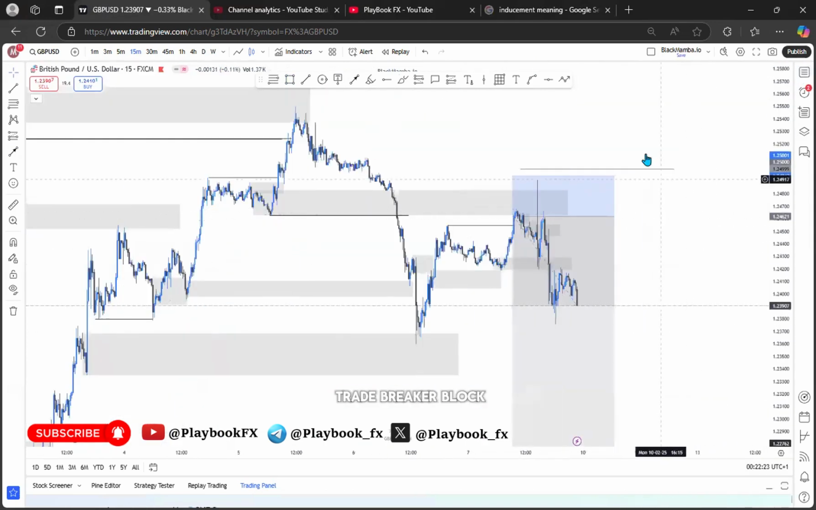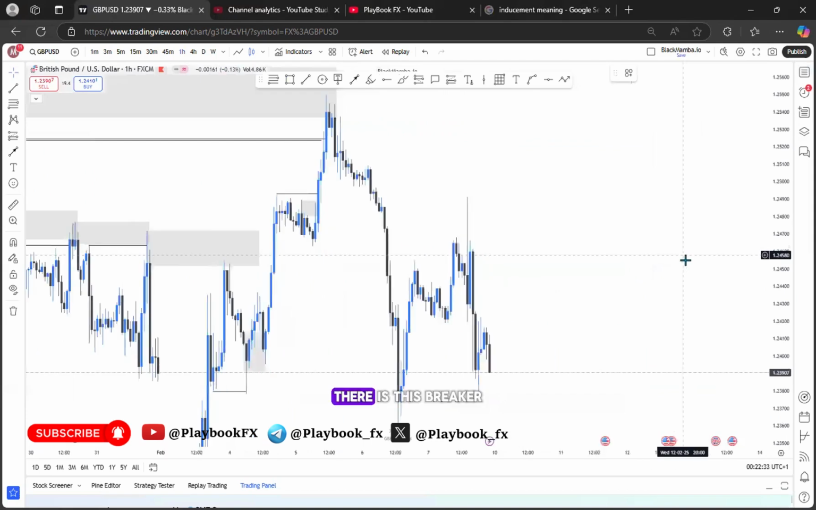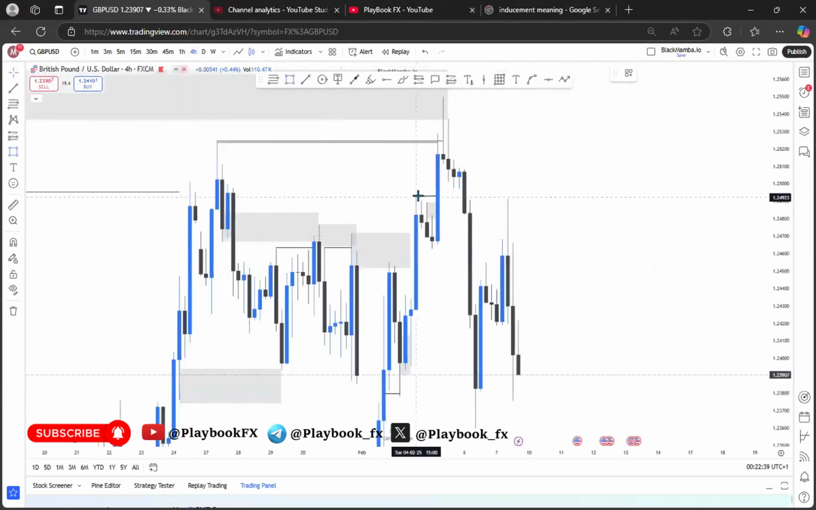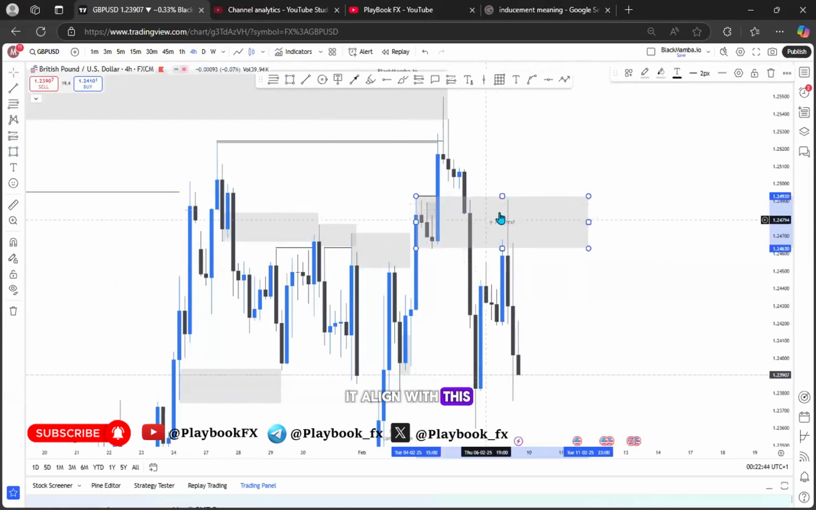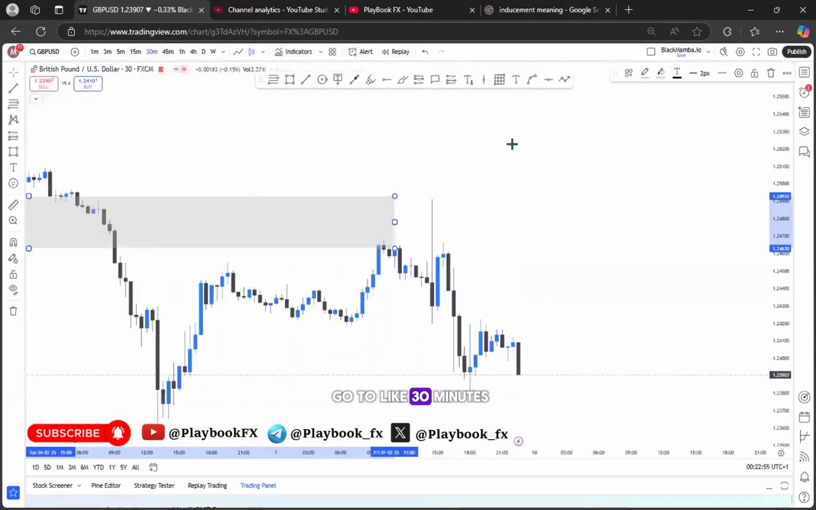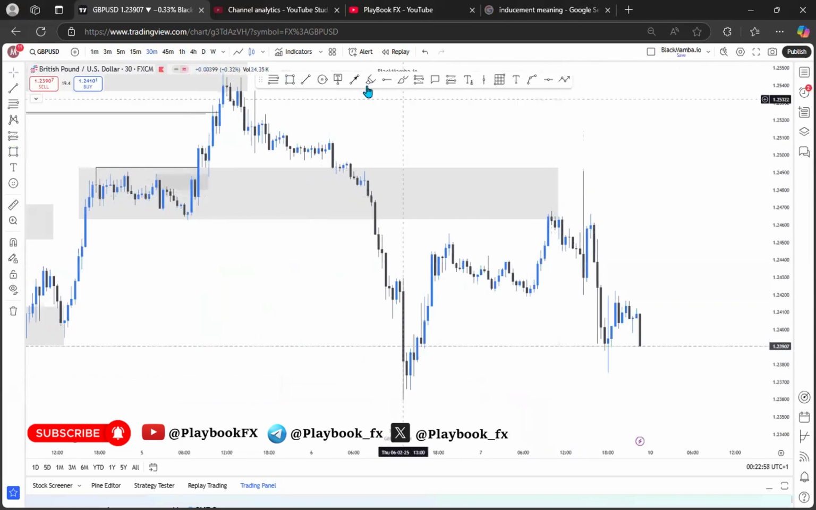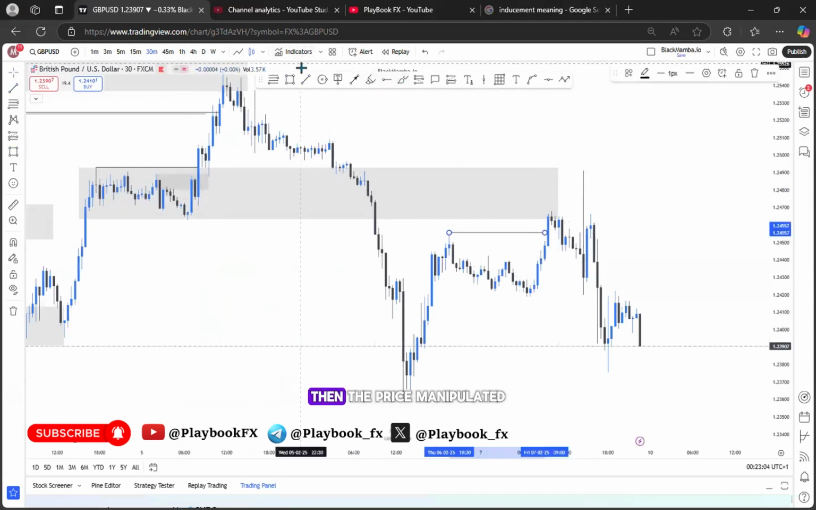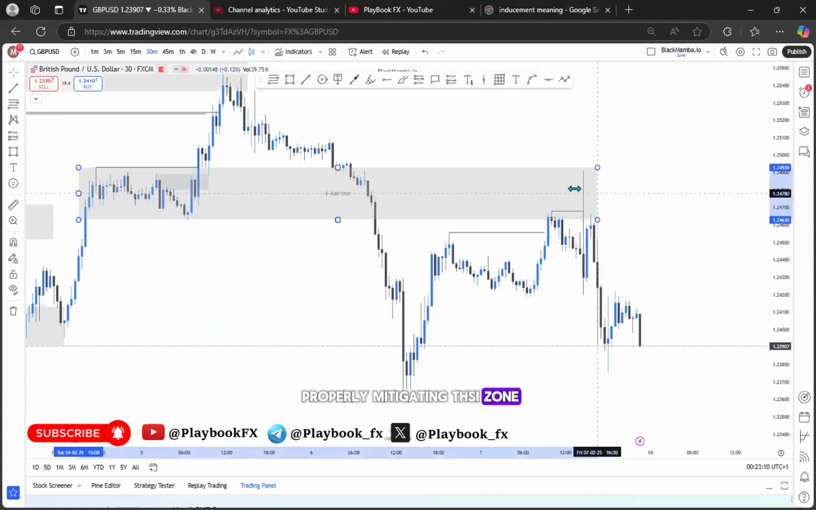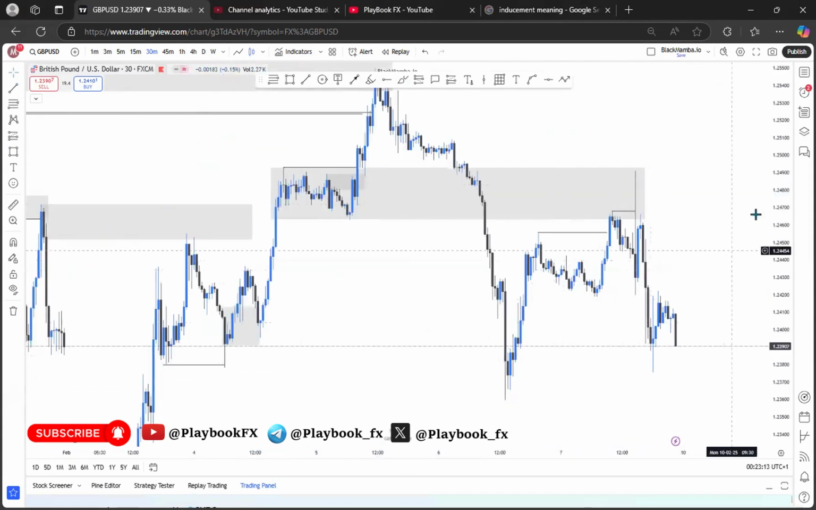And for those that trade breaker block, there is this breaker block here. If you go to 1 hour, you see this block here. It aligns with this fair value gap. If you are trading breaker block, this is the perfect entry for you. You go to a lower time frame, like 30 minutes, and you see price manipulated this high, then manipulated this high again as inducement before properly mitigating here, and price is now pushing to the downside.